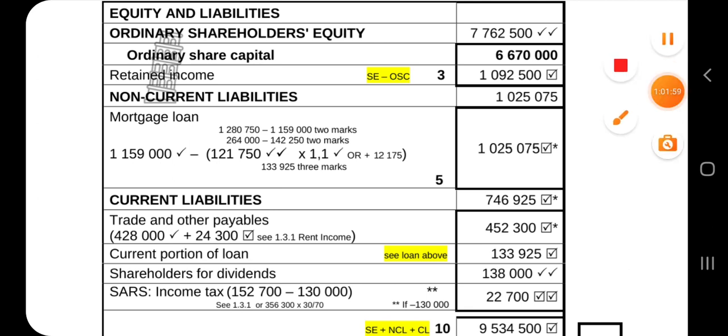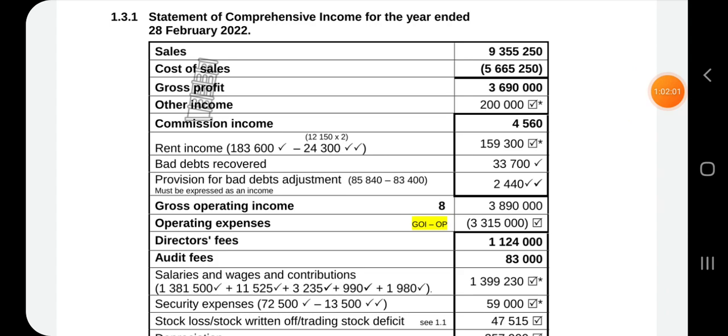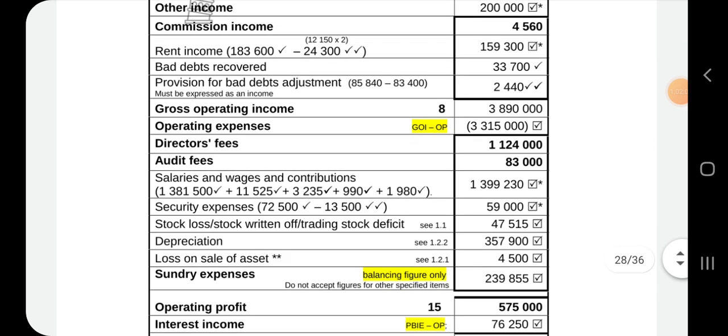So this is the complete statement of comprehensive income.